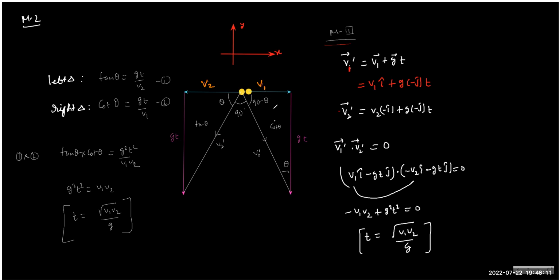On the right triangle, what is cot theta? So cot theta will be, theta is here, cot theta is what? Base upon opposite, GT upon V1. Correct? And now once you multiply these two values, 1 and 2, tan into cot is 1. So 1 equals G square T square by V1 V2. So T equals under root V1 V2 by G. Guys, is this clear? Okay.